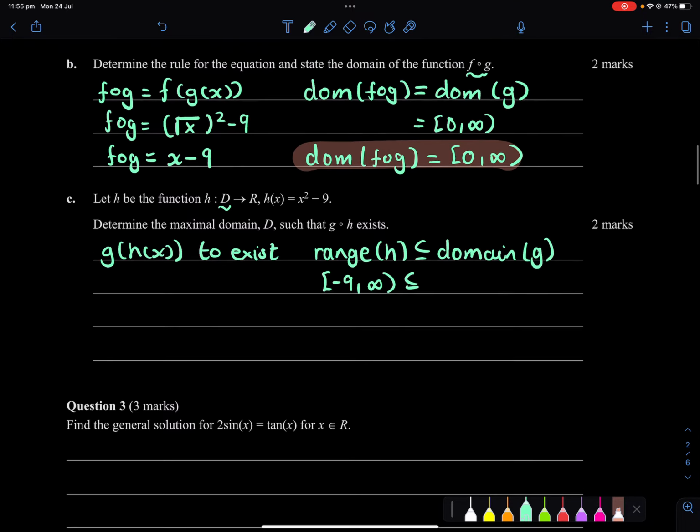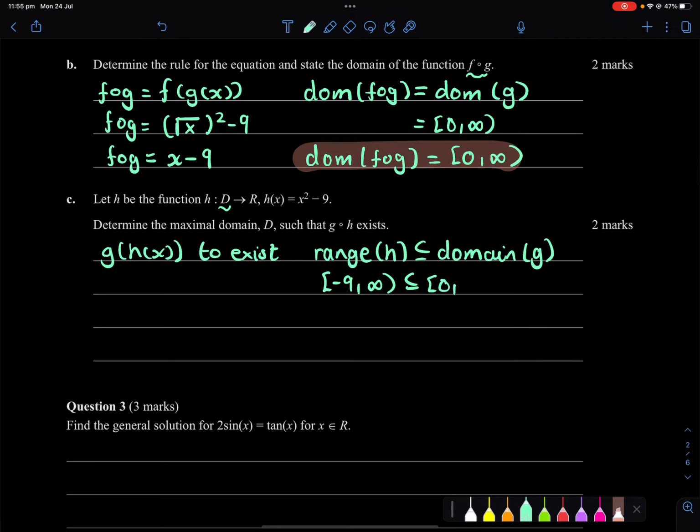And the domain of g, which was 0 to infinity. Is -9 to infinity a subset of 0 to infinity? Absolutely not. And here we can see if we draw a nice timeline. Let's say it's -9 and this is 0.